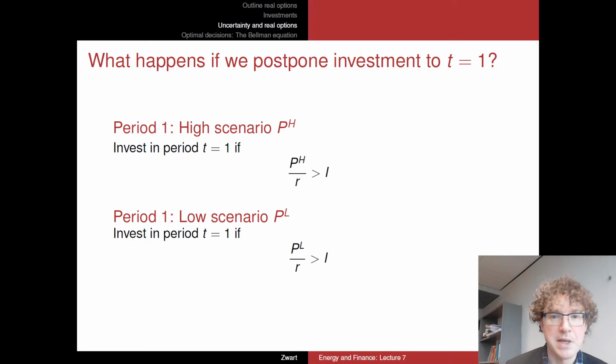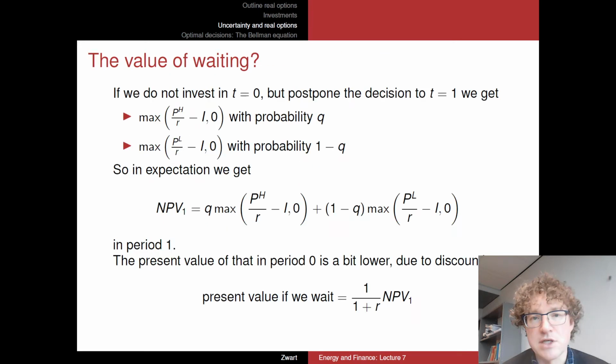So is there some value in this? In the previous example, when all prices were constant, there was actually no value to waiting, but let's look at what's happening here. If we do not invest today, at t equals 0, but we do postpone this investment decision until t equals 1, year 1, then what do we get? Well, with probability Q we will end up in the high scenario, and then we will get the maximum of PH over R minus I, so the net present value, or 0 if that's negative.